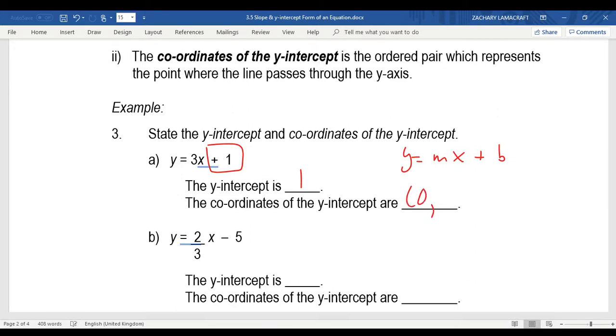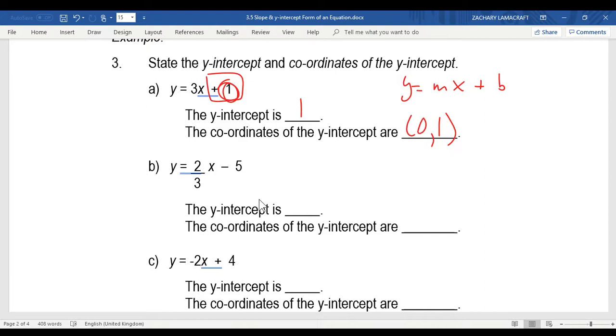0. Where'd you get 3 from? There we go. The 3 is our what? It's okay. The 3 is our what? Our slope. And really, it doesn't ask us that, right? So the next one, y equals 2/3x minus 5, sorry. The y-intercept is what? Yep. -5. And then keep going. What's the coordinates of it?